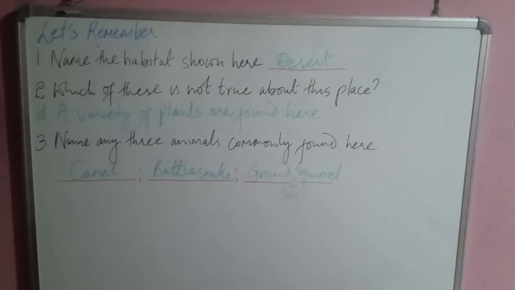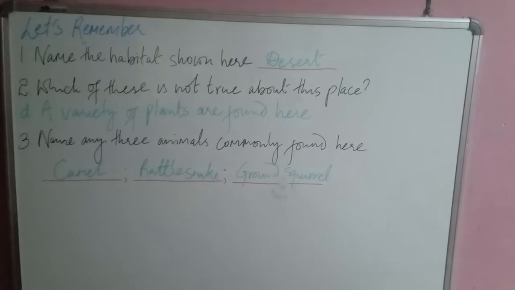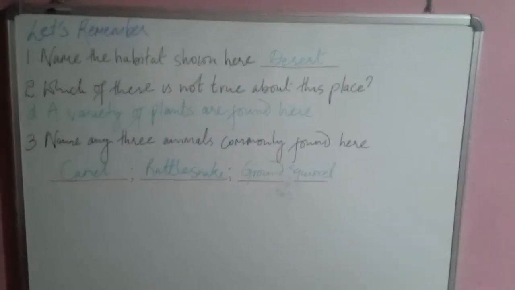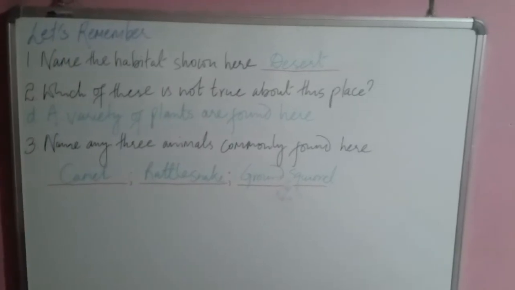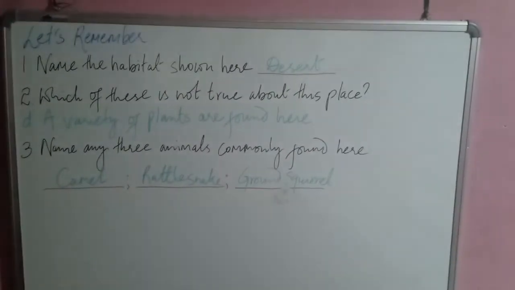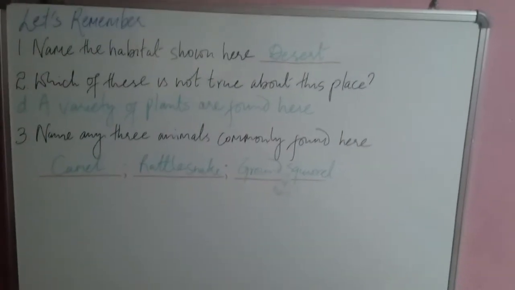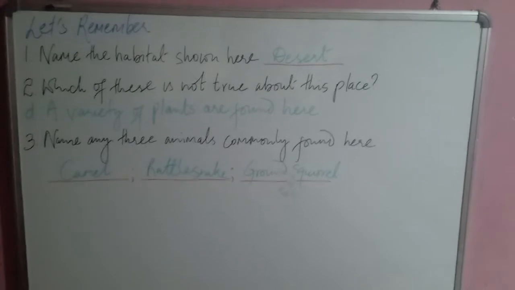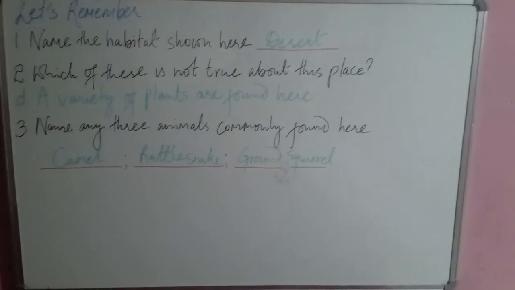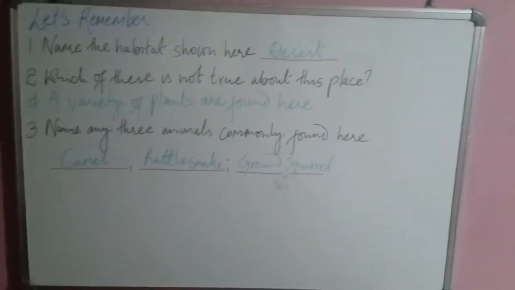So the next we have is let's remember. So the first question is name the habitat shown here. As you can see in your textbook there is a picture of a desert. So you have to write desert here. And then question number 2, which of these is not true about this place? So option D, a variety of plants are found here, is not correct about this place.